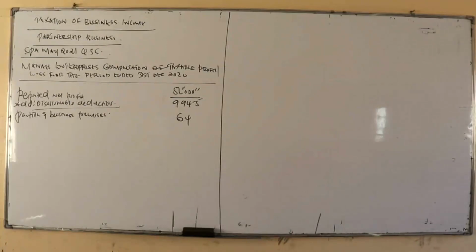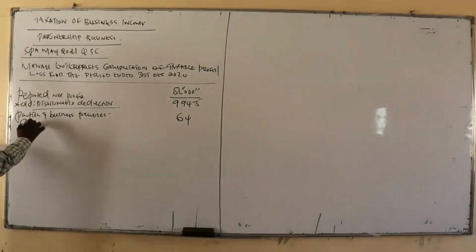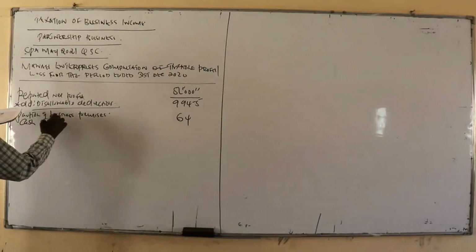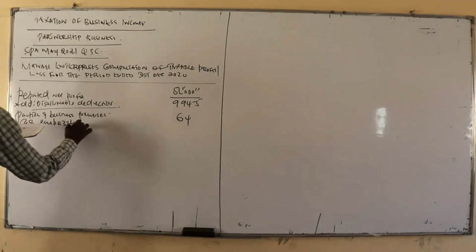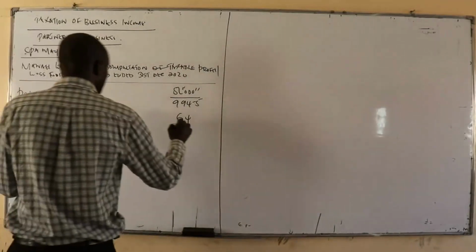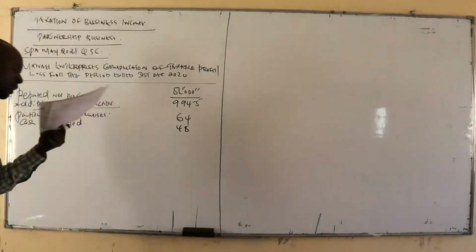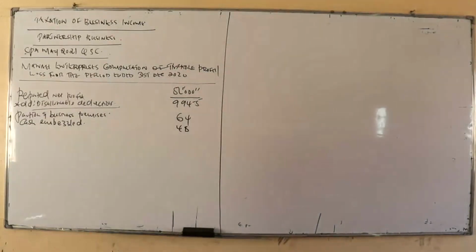And then cash embezzled, that is not allowed. So cash embezzled, how much is it? 48. So you add back 48, isn't it? And then bad debts written off. Bad debts written off are allowable. A bad debt is where you had sold on credit, so that you increase your sales, increase your revenue and your profit. But unfortunately, one of the debtors failed to pay. So that one will be allowed.